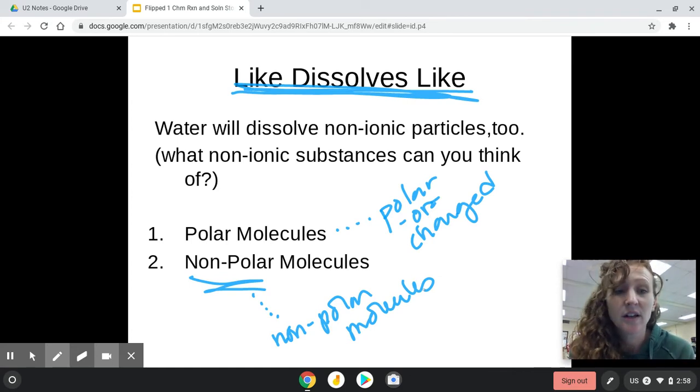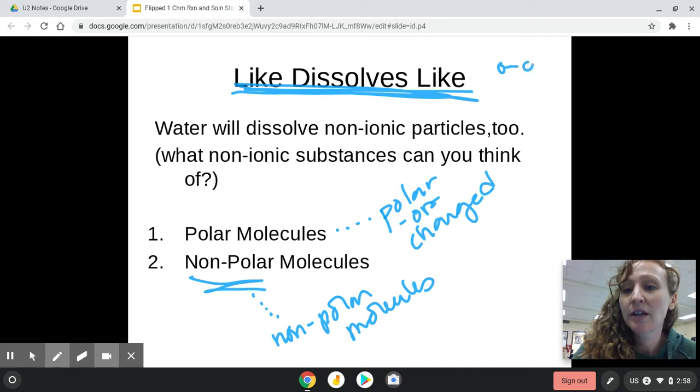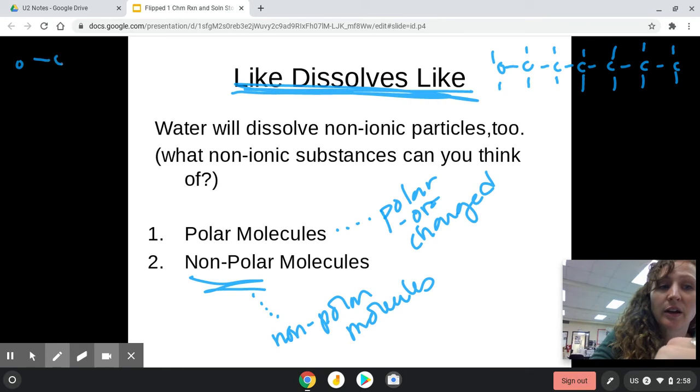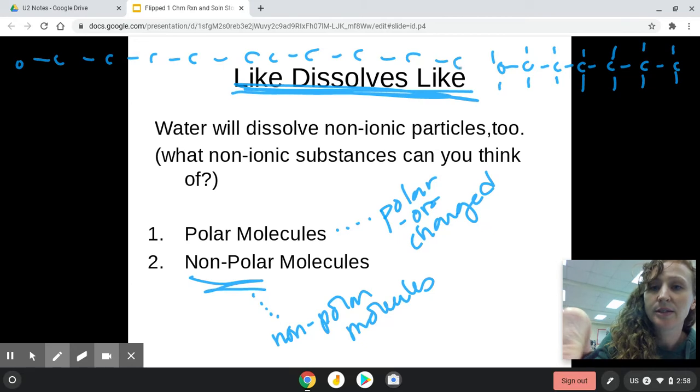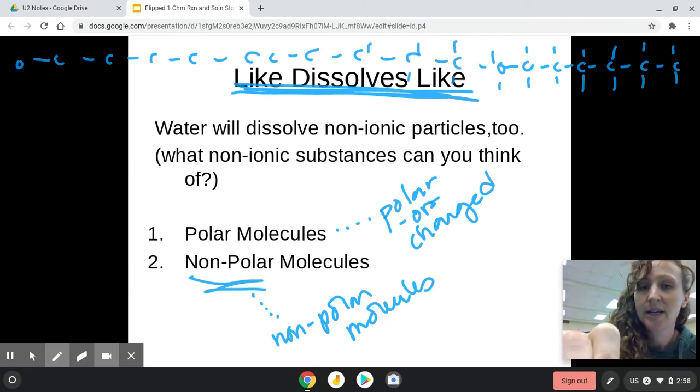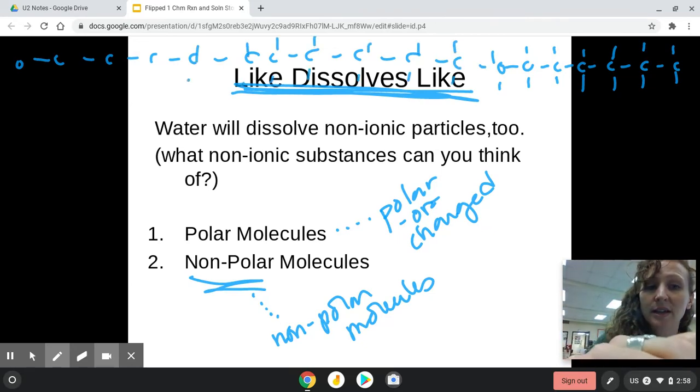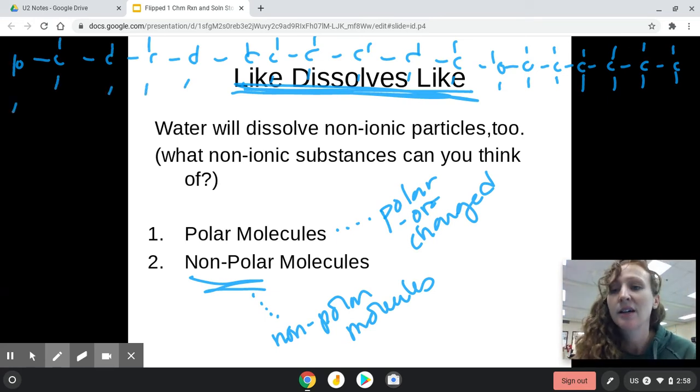Things that won't dissolve in water would be something like butter. Butter is a super long chain of carbons and hydrogens, longer than our whole page. If we were to draw them out, I mean, hundreds, maybe thousands of carbons and hydrogens, right? So things like this are not going to be very polar. They're not going to tend to have charges. The carbons and the hydrogens have really similar electronegativities.